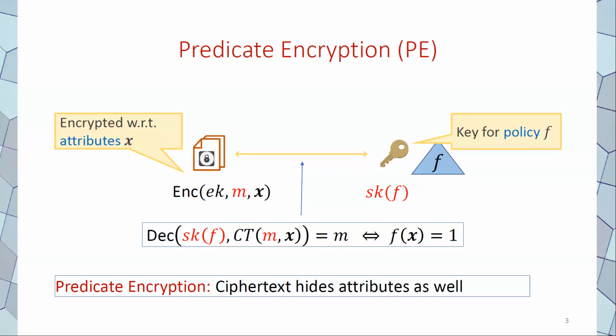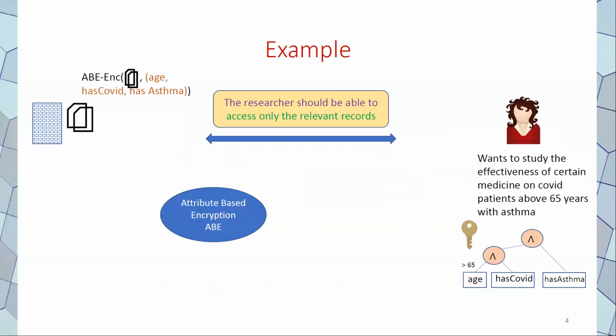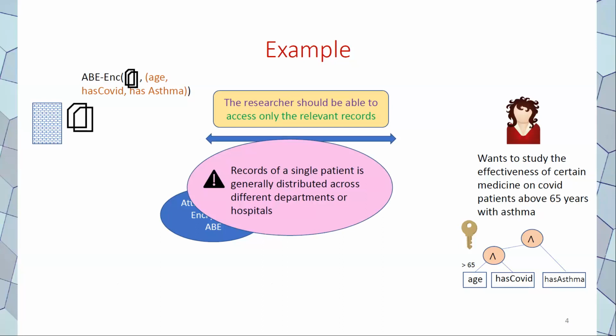Now in this example, we are implicitly assuming that the records of any patient are stored at a central entity, while in reality the picture may be different. For example, the records of a single patient may be distributed across different departments. Therefore, what we want is that each department should be able to encrypt the data locally and independently, and the key should be given with respect to a function that computes on the attributes from both departments. For decryption, we want that these independently generated ciphertexts can be combined as if they are from a single source.